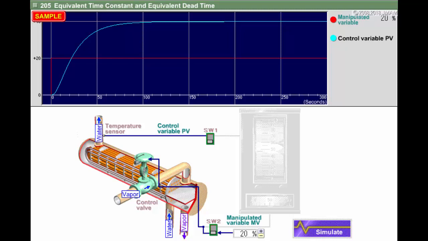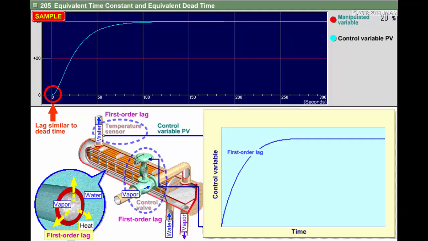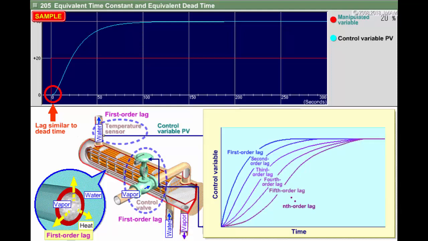There shouldn't be any dead time, and yet there is a lag similar to dead time at the beginning of the change in control variable. This lag occurs not only due to the first-order lag that arises due to the transfer of heat, but also due to the first-order lag of the control valve or temperature sensor itself. So this sort of process response is called a higher-order lag.